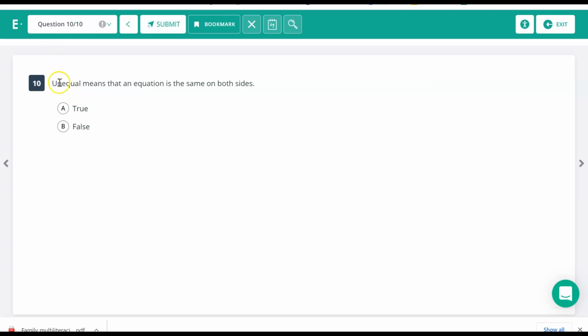And number 10, unequal means that an equation is the same on both sides. Well, I know equal would mean that they would be the same on both sides, but this has the prefix un, and un means not, not equal. So this would be false.